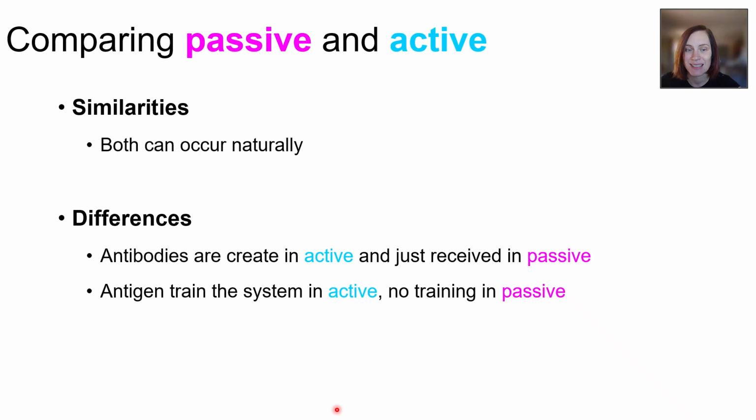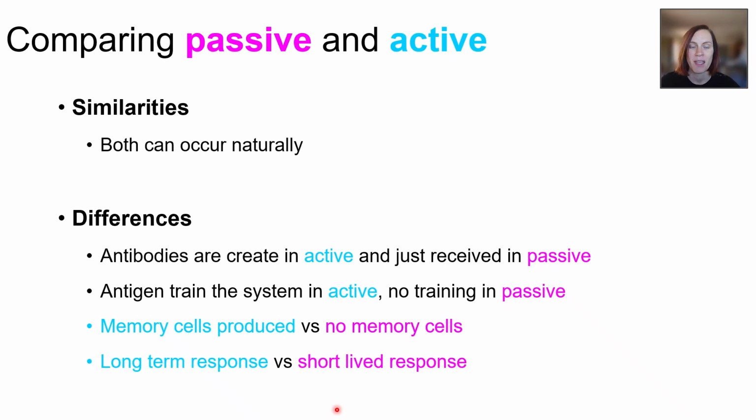The antigens are trained in the system in the active. There's no training happening in passive. It's not a trainable response. You're just receiving them from a different source. Memory cells are produced when you actively produce your own antibodies. There are no memory cells produced if you are simply receiving passive antibodies. And there's a long-term response and a short-lived response.